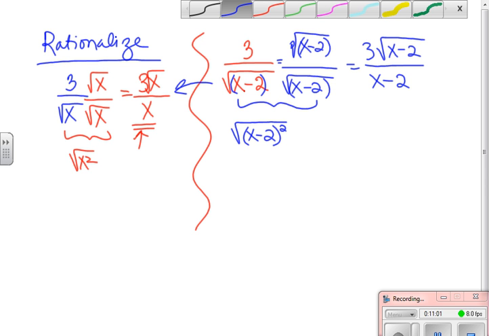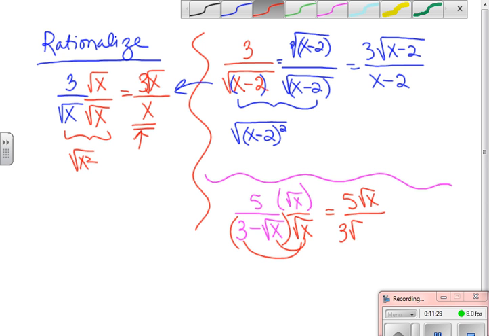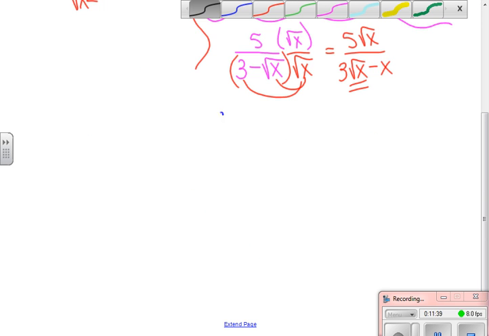Still the same process. Now, where it changes, though, is when I have something like this, 5 over 3 minus the square root of x. Now, if I just tried to multiply this top and bottom by the square root of x, this is a single number. I would have to do the distributive property, and I would end up with 5 square roots of x over 3 square roots of x minus x. And I haven't gotten anywhere because I still have a radical. And so this is where the idea of conjugates come into play.